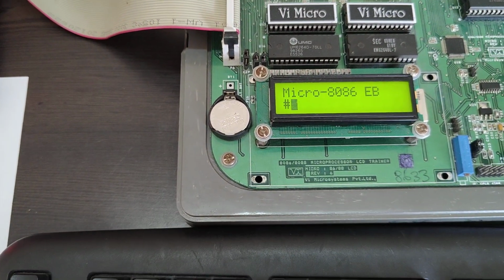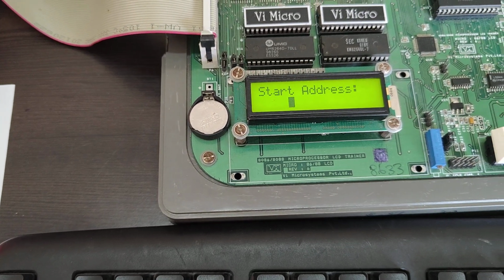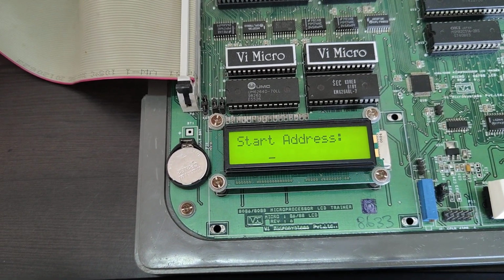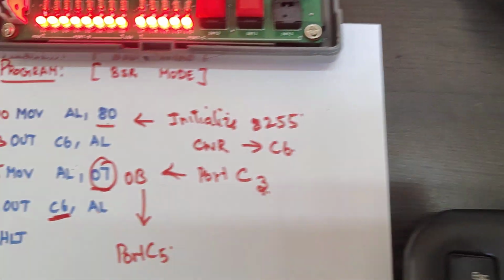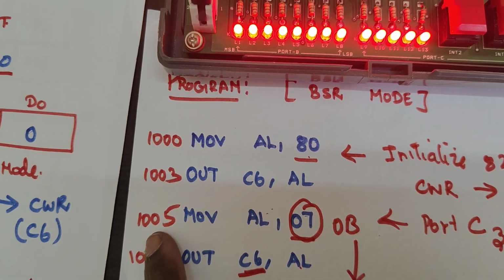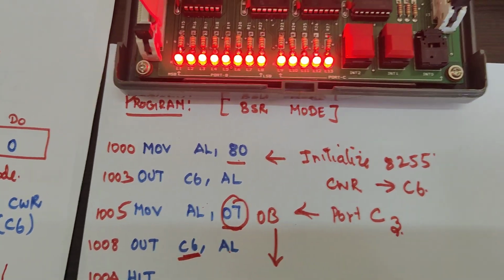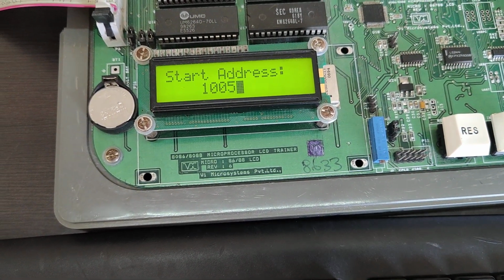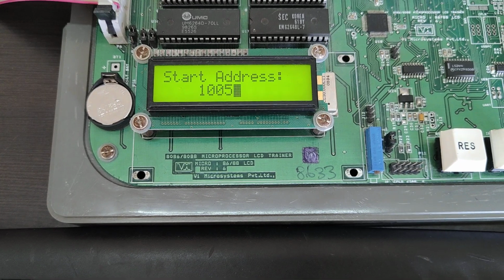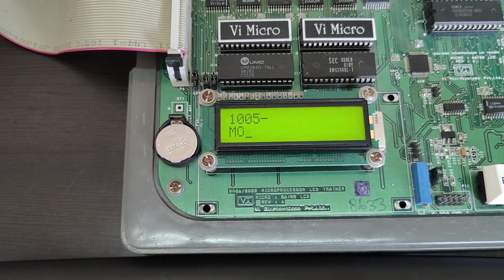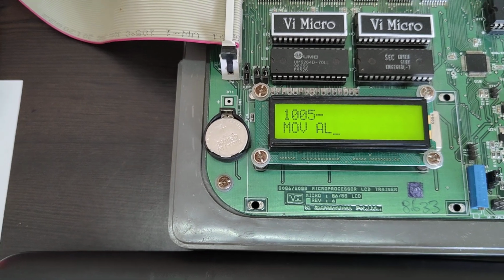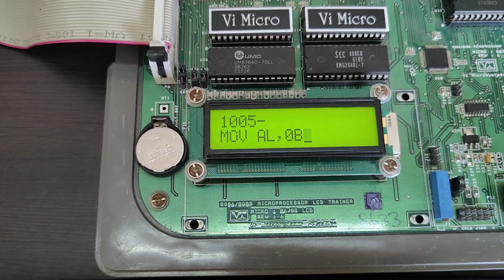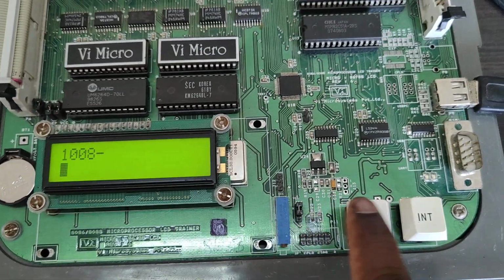Press A, enter. It will ask for the starting address. Here you should not give the starting address as 1000. Instead, give the address of the line you have to edit. You have to edit your third line, and my third line address is 1005. So give 1005, enter. Then type the instruction, move AL, 0B. Enter, double enter, and press reset.